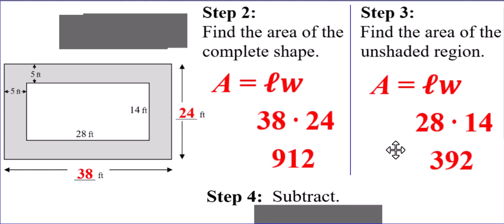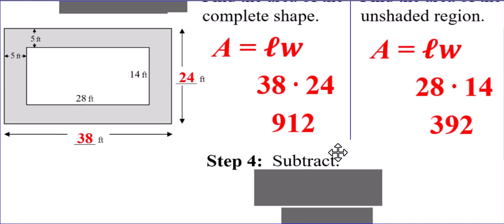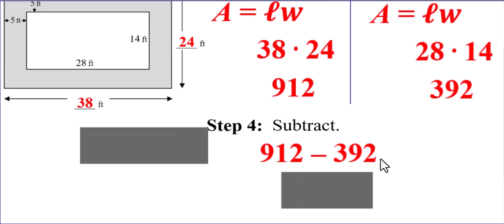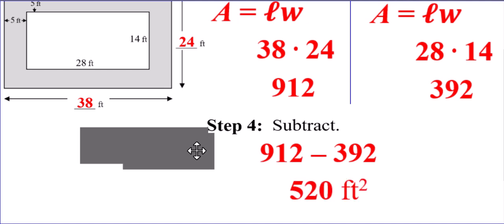After you do that, you can simply just subtract the area of the entire rectangle minus the area of the rectangle that was inside that was not shaded. And that will leave you the area of this 5 foot wide walkway or whatever this was going around the rectangle inside. So let's go ahead and subtract. 912 minus 392 is going to give us 520, and this is square feet. As you probably learned in 6th grade math, area is square units, and we show that by putting a little 2 in the corner of the feet.